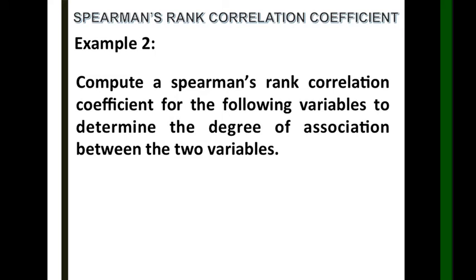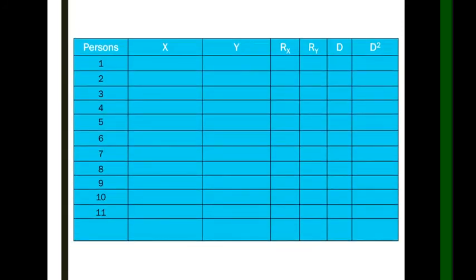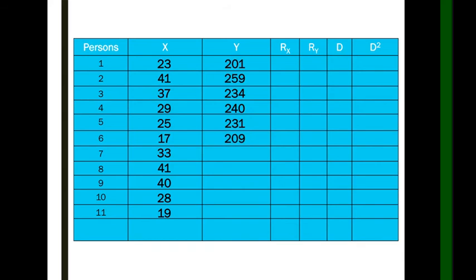Compute the Spearman's rank correlation coefficient for the variables to determine the degree of association between the two variables. So, what are these values? We have 11 persons given. For the x, we have 23, 41, 37, 29, 25, 17, 33, 41, 40, 28, and 19. For the y, 201, 259, 234, 240, 231, 209, 229, 246, 248, 227, and 200.